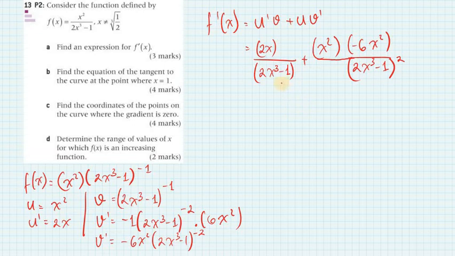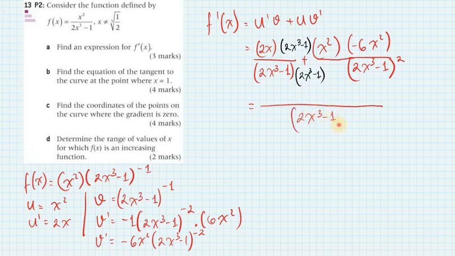Now, as you can see, we have a similar denominator. We just need to multiply this part with 2x to the power of 3 minus 1 to make it similar. Multiply this part also with 2x to the power of 3 minus 1. We do it because we want the denominator of the left side to have the same square. So we will end up with the same denominator, (2x to the power of 3 minus 1) squared.